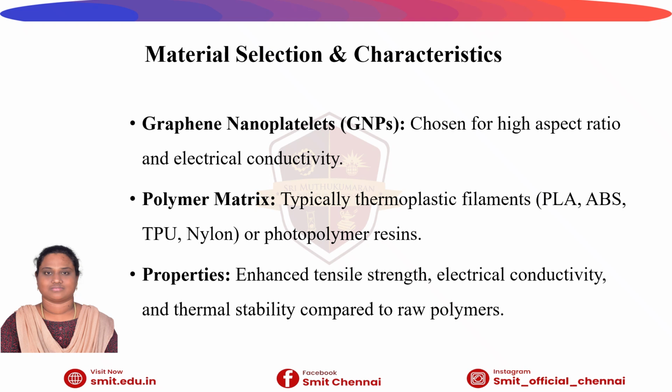Next one is material selection and characteristics. So graphene nanoplatelets are selected as a reinforcing material because of their high aspect ratio and excellent electrical conductivity, which allow them to significantly enhance material performance even at low concentrations. They are typically incorporated into a polymer matrix such as thermoplastic filaments including PLA, ABS, TPU, nylon, or into photopolymer resins used in additive manufacturing.